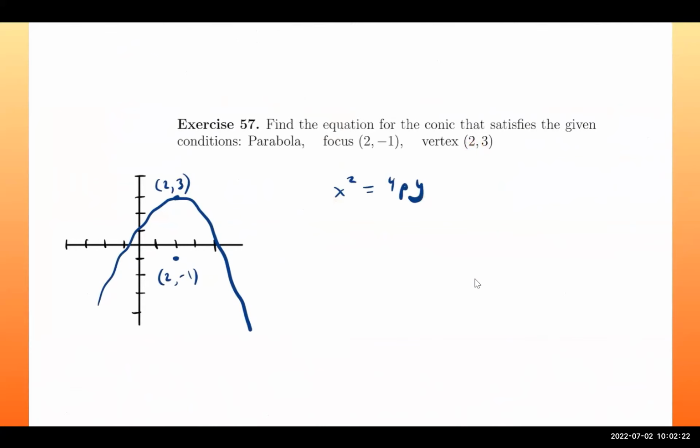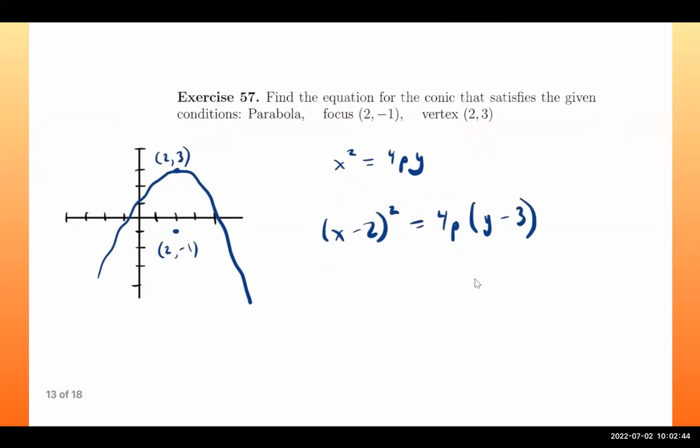However, this is only true when the vertex is (0, 0). If it's not (0, 0), then you have to alter the equation. So it would be (x minus 2) squared, I got the minus 2 from here, and then equals 4p times (y minus 3). And I got that from here.